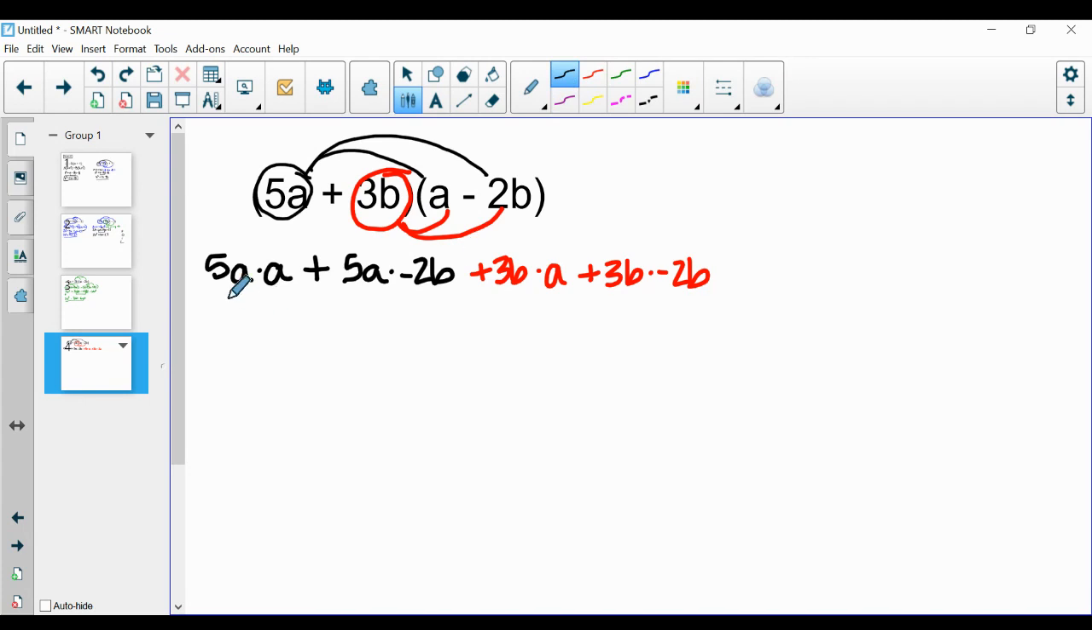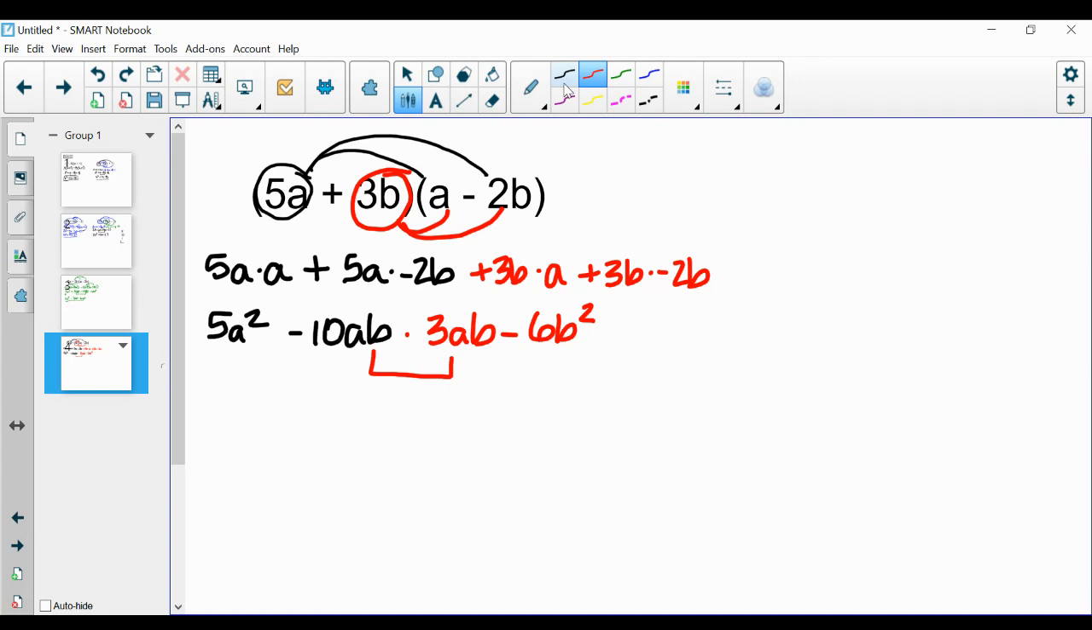Okay, writing this all out, I'm going to combine my 5a times a, which is 5a squared. Here I have 5 times negative 2. So actually, I'm going to erase that and put in a negative because this will end up being 5 times negative 2, which is negative 10. AB, it's an AB term. And then here I have 3b times a, which is just 3ab. My last term, I have a negative 2, so I'm going to do negative 6 and then b squared.